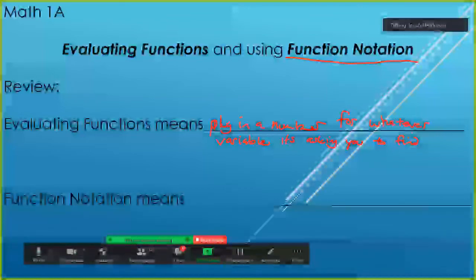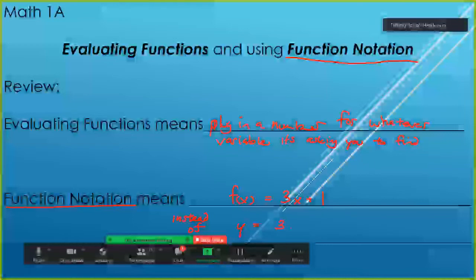Now, here's another one I wanted to review with you, and it's been a while since we've talked about this. Function notation means we write our function. I'm going to make an example. This is f of x, and I'm just going to make up an example, okay? 3x plus 1 instead of y equals 3x plus 1. Okay, it's a different way to write our function. We're writing it with f, parentheses, x. And here's a reminder on how we say that.